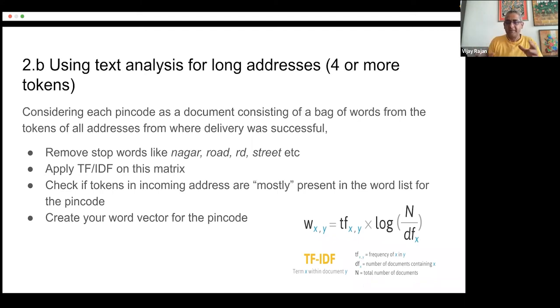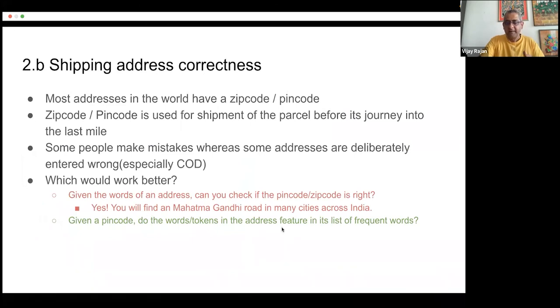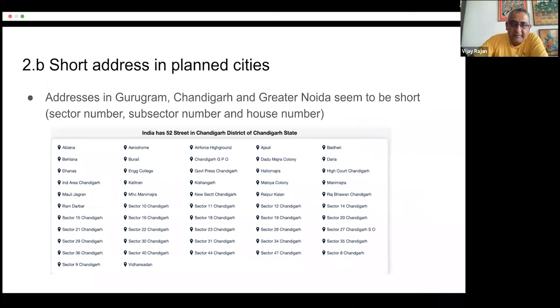So you can apply TF-IDF and create a word vector for each pin code, and then you can apply, as mentioned earlier, the green part, where at least for the incoming order, you check whether it matches my expectations for the pin code. So this is something you can do. There are small cities or well-planned cities in India, like Gurgaon, Chandigarh, Greater Noida, which, like New York City, have streets and avenues, kind of perfect grid-like. So you could perhaps pre-map these cities to really make sure that orders from these cities are correct. It requires some work upfront.